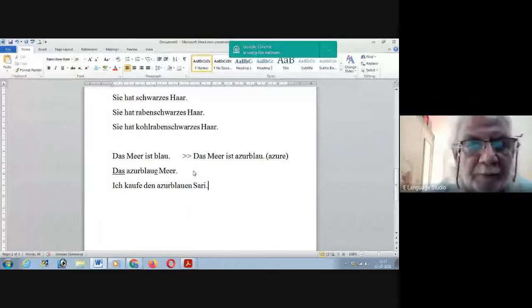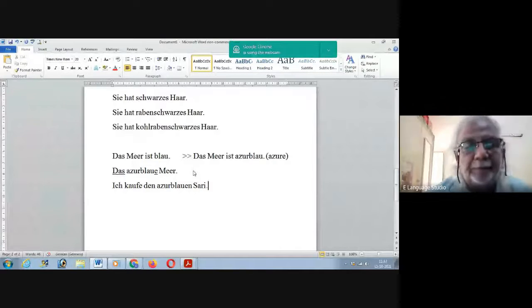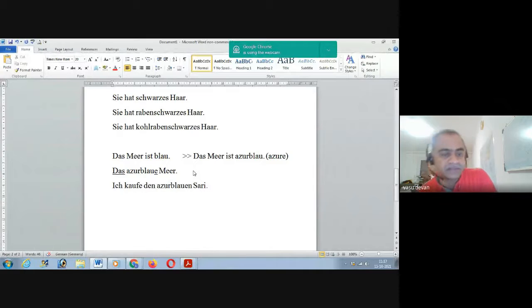Ich kaufe den azurblauen Sari. Sari is masculine in Deutsch. Yeah, their rock is also masculine, ironically.